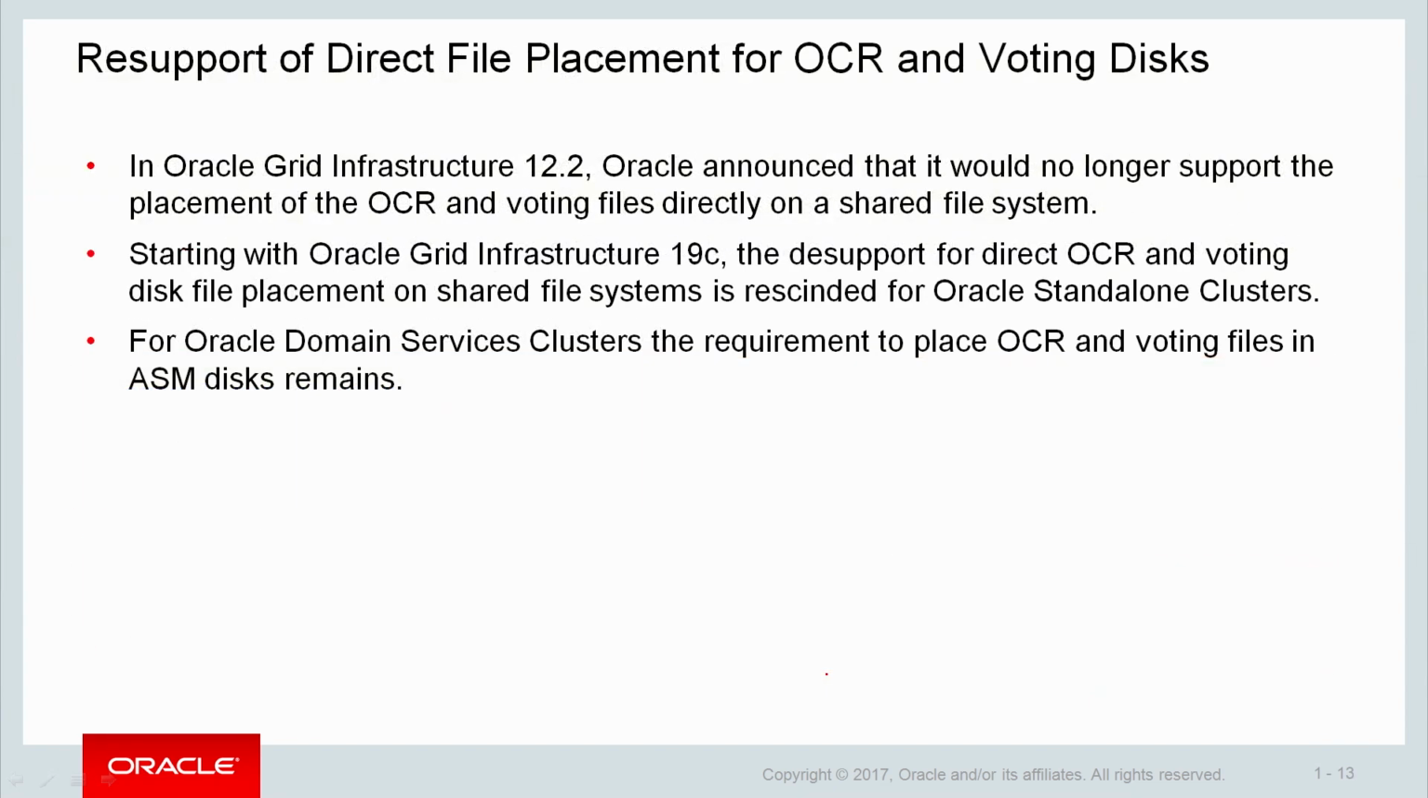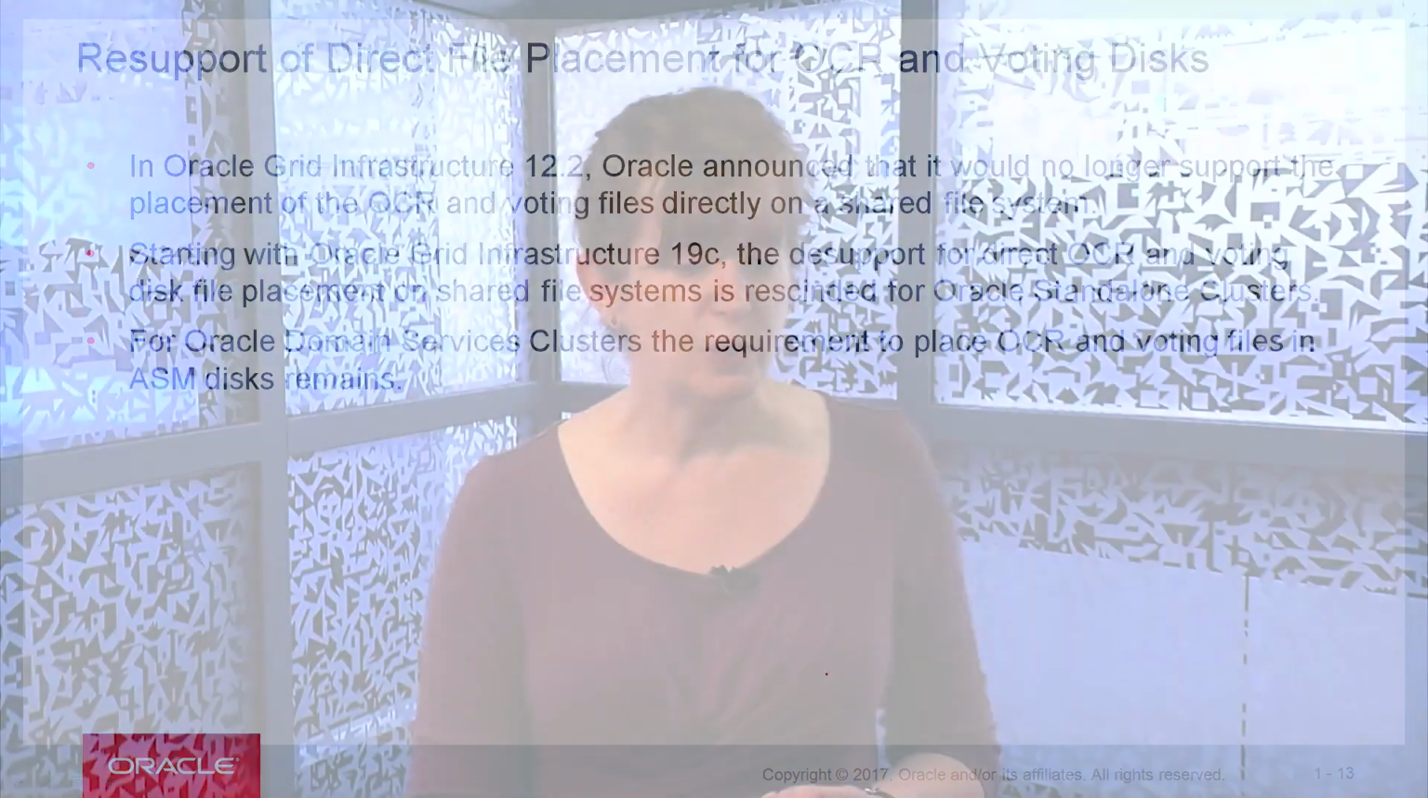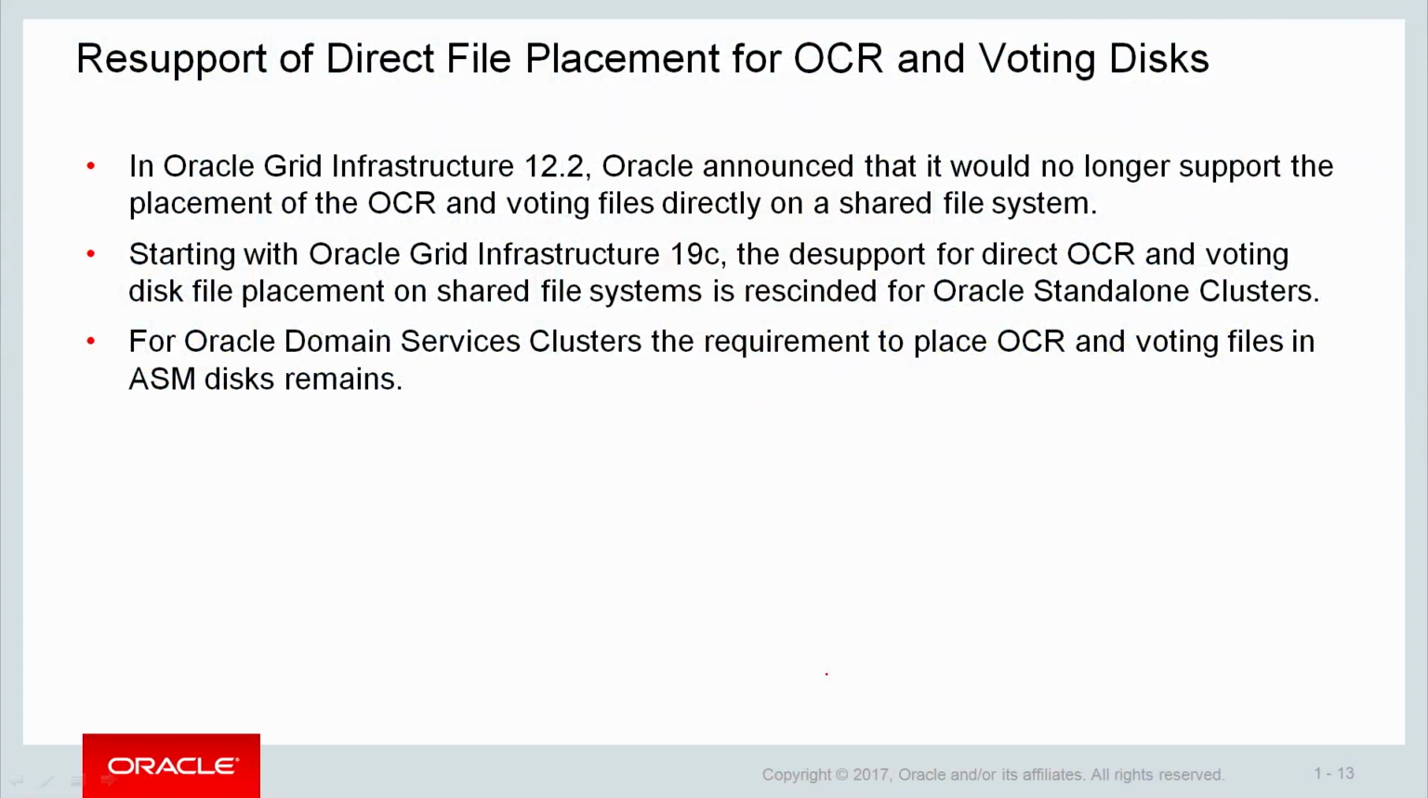Re-support of direct file placement for OCR and voting disks. In Oracle Grid Infrastructure 12.2, Oracle announced it would no longer support the placement of the OCR and the voting disk files directly on shared file systems. Oracle changed their mind though, and starting from Grid Infrastructure 19.2, the desupport for direct OCR and voting disk file placement on shared file systems is rescinded, but only for Oracle Standalone Clusters.